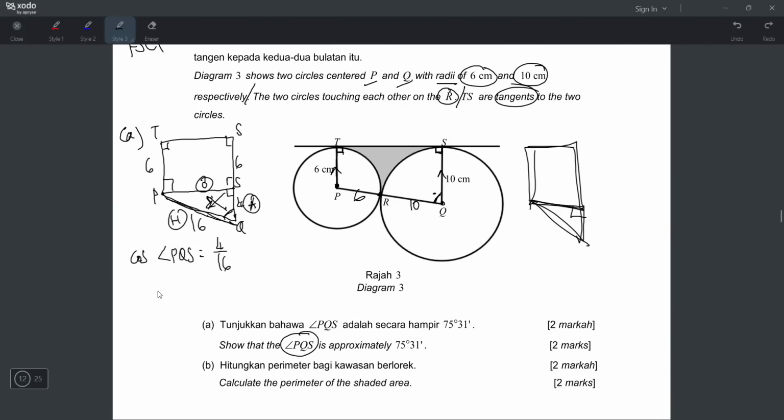So you can't find. Okay, so how to find angle PQS? Just press shift cos 4 over 16. Right? And they want it in degrees and minutes, so I write in degrees and minutes, 75 degrees 31 minutes. So yeah, it's exactly the same as what they want here. Okay, so now you can write the word shown.